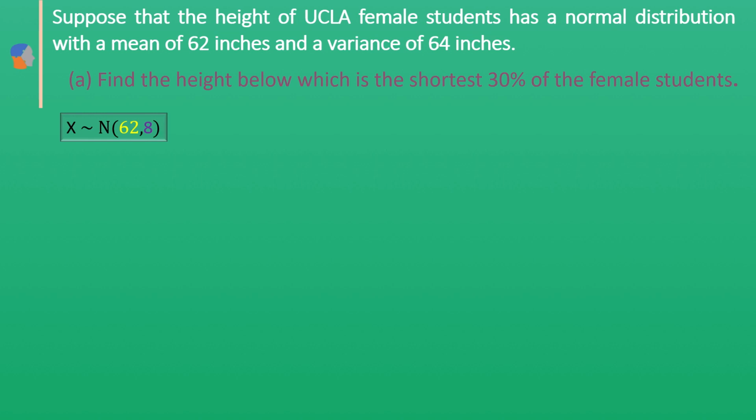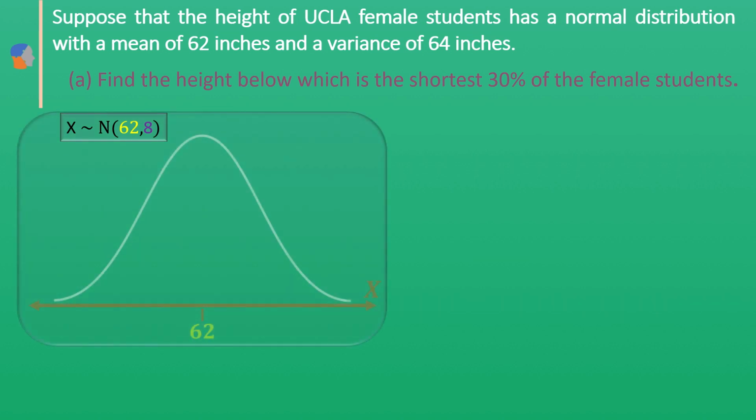This problem asks you to find the x value from a probability, right? That means this is the density curve of this distribution where the mean is 62. Therefore, the density curve is symmetric around 62. Then we need to find the x value that has 30% of the area from the left corner. So that is the percentile, right? Actually here it says the shortest 30%.